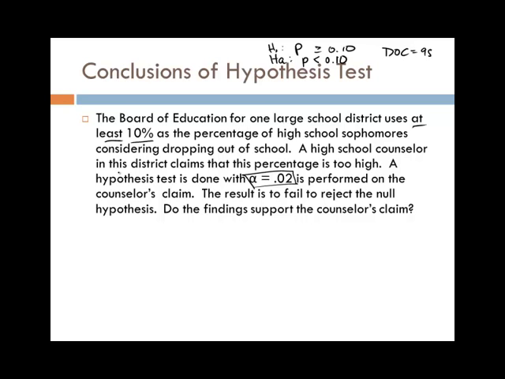That's right, 98%. Okay. On the counselor's claim, the result is to fail to reject. All right, so I'm reading this correctly this time. Fail to reject the null hypothesis. Do the findings support the counselor's claim? So once again, what is the counselor's claim? Let's read it again. A high school counselor in this district claims that the percentage is too high, i.e. less than 10%. So if we're testing that claim and we failed to reject the null hypothesis, in this case, do the findings support the counselor's claim, yes or no?